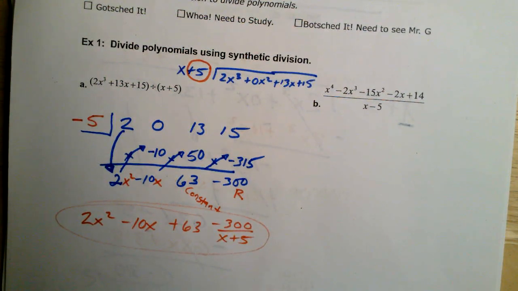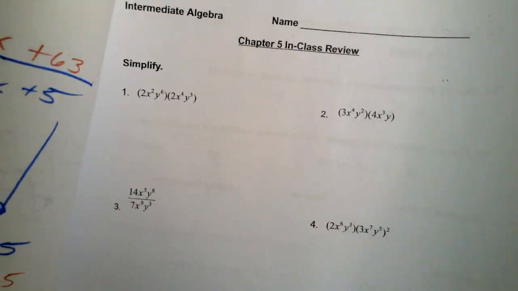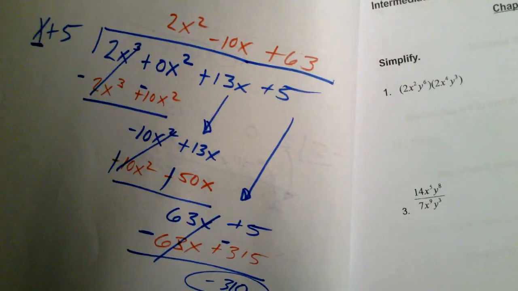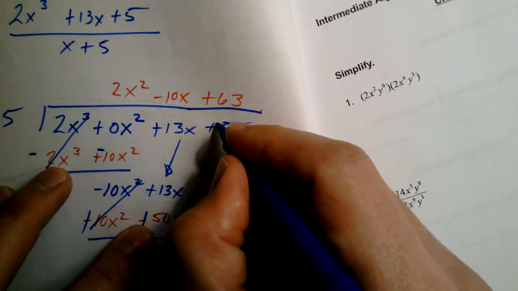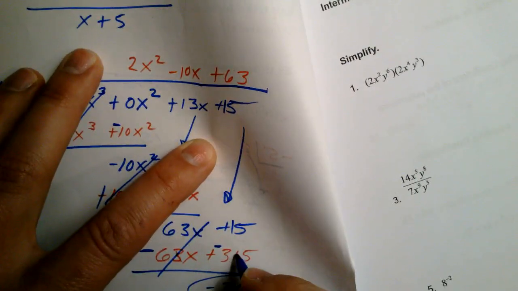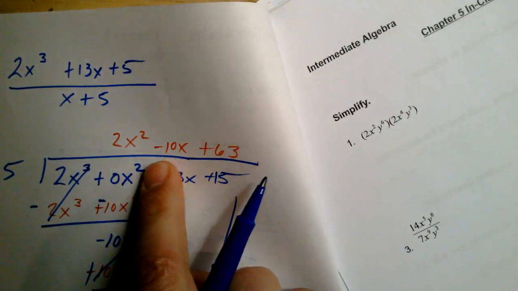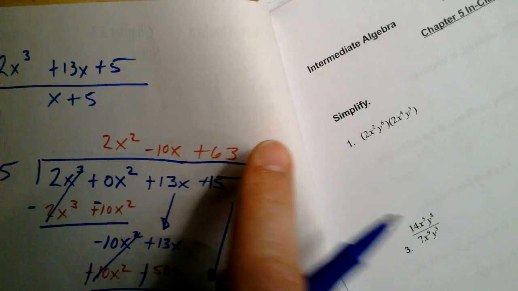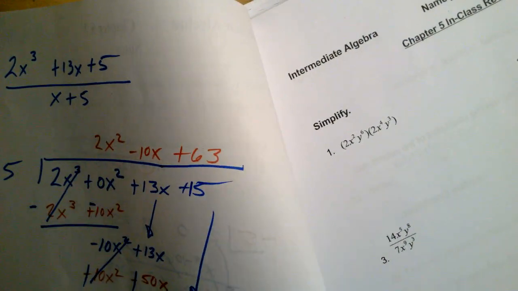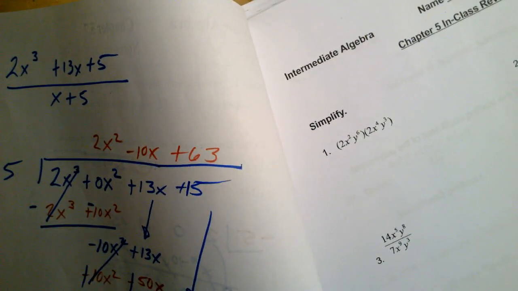Okay. If I look back on the other side, if this was the correct number, I think if that's a 15, then we would get that same answer. We got 2x squared minus 10x plus 63 with a remainder of negative 300. So we got the exact same thing when we did long division.